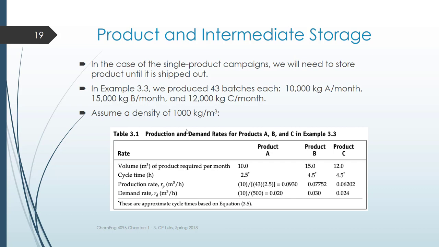Now, they look at product and intermediate storage, and in this case, okay, if they were going to do this, it goes back to example 3.3, and if they did 43 batches, they would be able to make 10,000 kilograms per month of A, 15,000 of B, and 12,000 of C. And if you just assume that it's roughly the density of water, you can actually estimate what the volumes are that you're going to have for these, and then you know what your cycle times are. We've estimated those earlier. And so our production rate and then our demand rate, and balance those and see how much storage you actually are going to need.